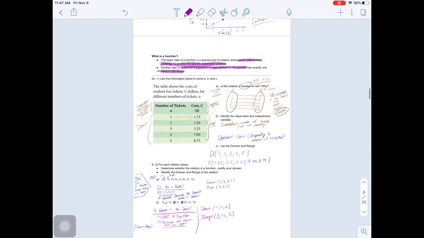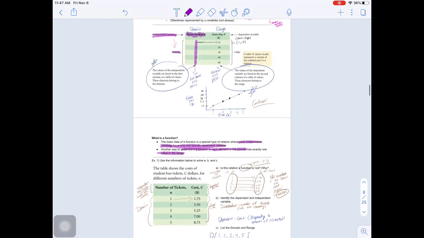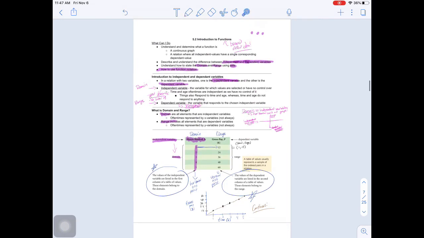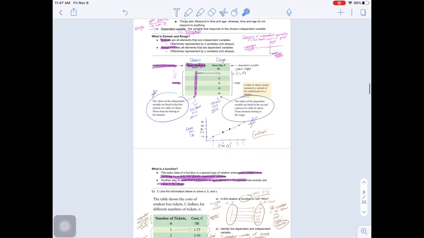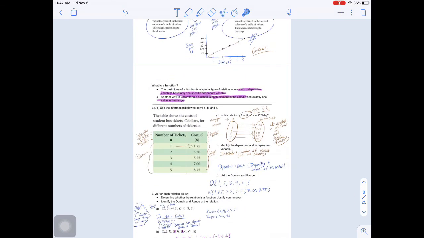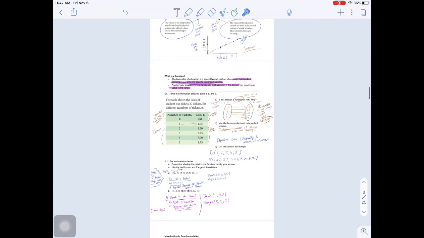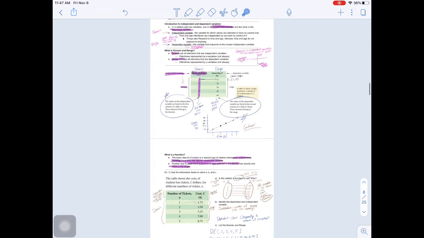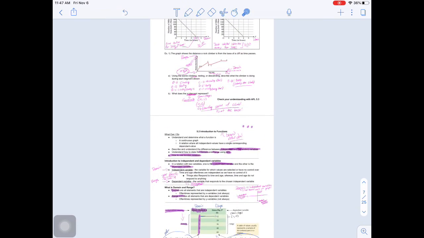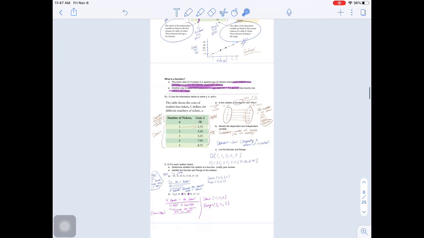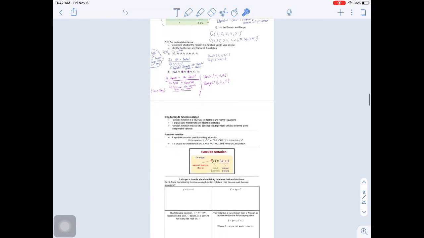So I would probably stop and go find a few questions that you can practice on, using the terms dependent and independent variables, using the terms domain and range, and determining if something is a function. Okay, please practice a few questions in your textbook. You'll be able to find questions in 5.2 to kind of check your understanding. And then I would suggest moving on to part 2.